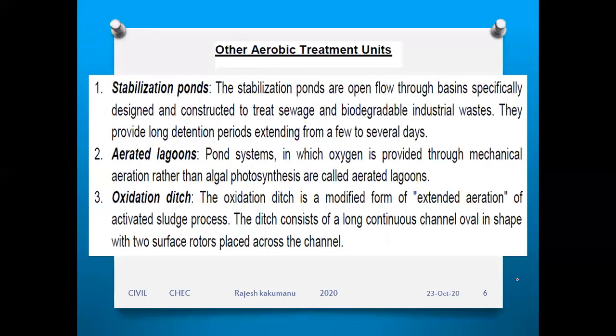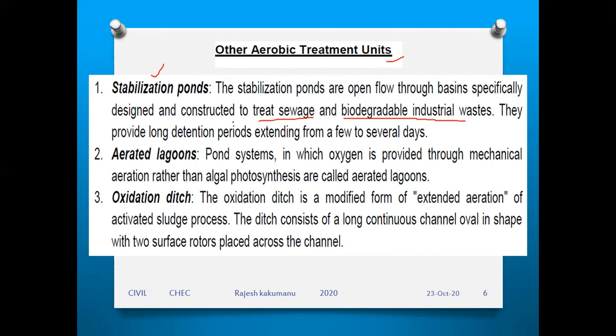Next one is other aerobic treatment units. So in the aerobic process, what are the other treatment units? The first is stabilization ponds. The stabilization ponds are open flow-through basins specifically designed and constructed to treat sewage and biodegradable industrial waste. It is an open type of flow where the basins are constructed in an open area, specially designed and constructed to treat what? To treat sewage and biodegradable industrial waste.